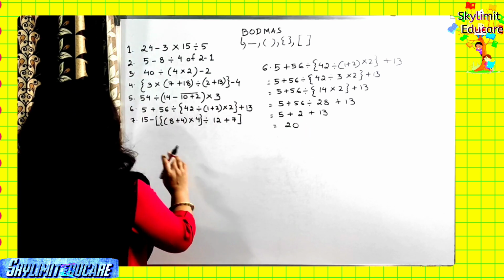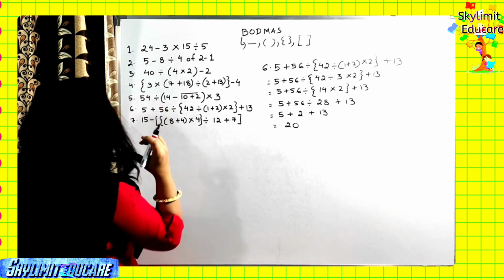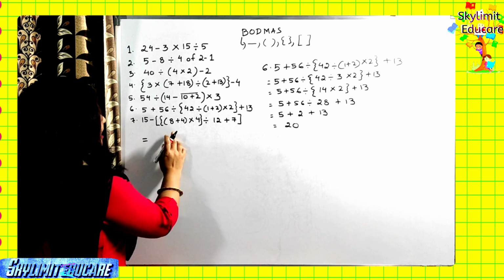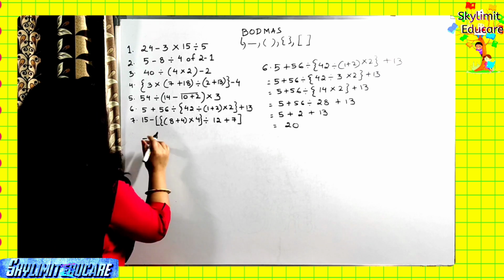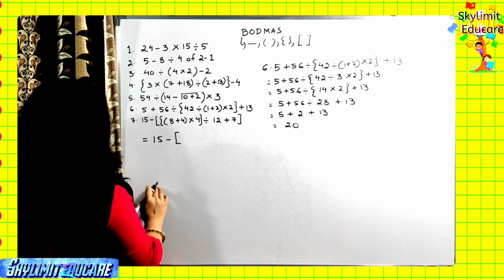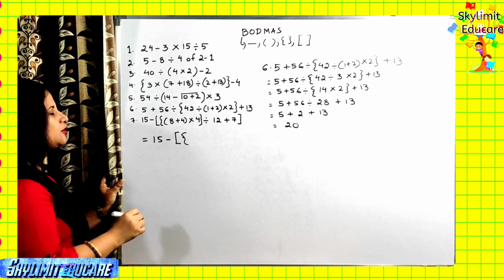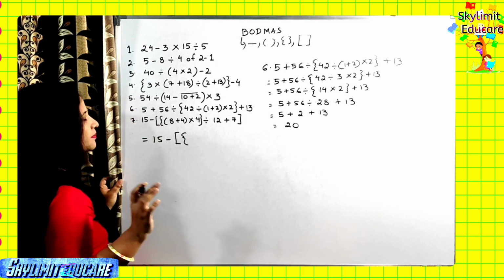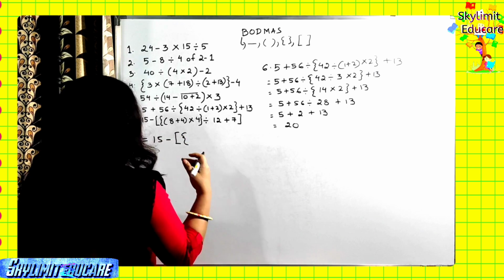Yes. Now let's come to the last question for today. So let's write down. So the question is question number 7. So we have here, as you can see, the common bracket, the curly bracket as well as the square bracket, right? So let's solve it. 15 minus common the square bracket, then the curly bracket, and your target should be to first solve the parenthesis or the common bracket.